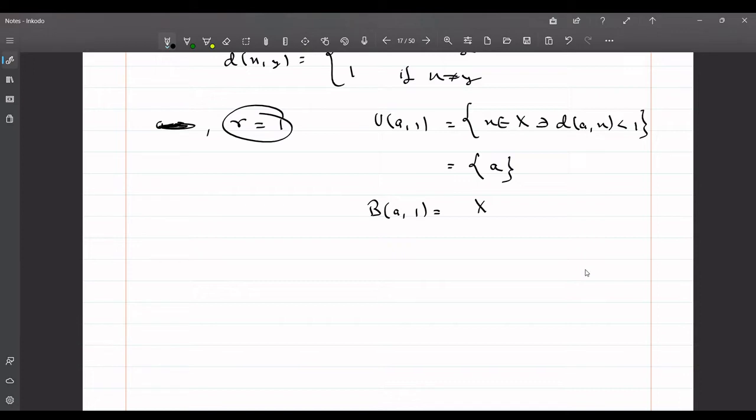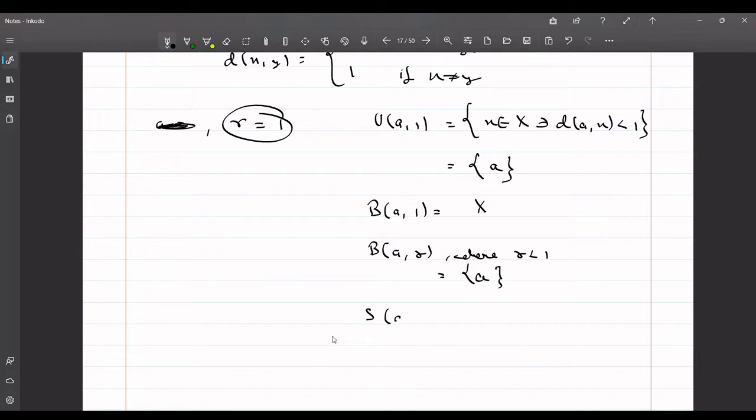Also, suppose you take a closed ball where your r is less than 1. The distance between x and a is less than or equal to r, where r is less than 1, right? So the only possible case can be 0. The only possible case can be 0. So it will again be the singleton set.